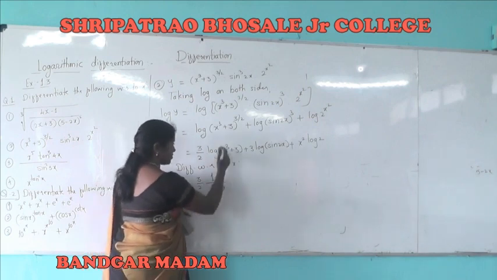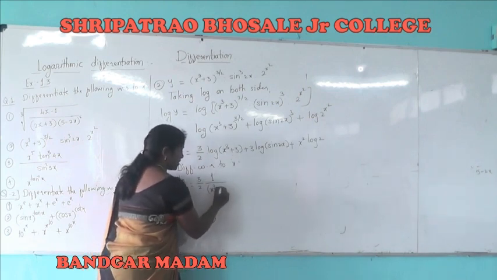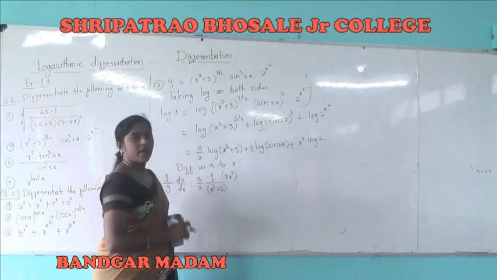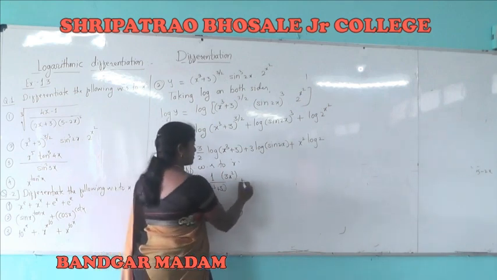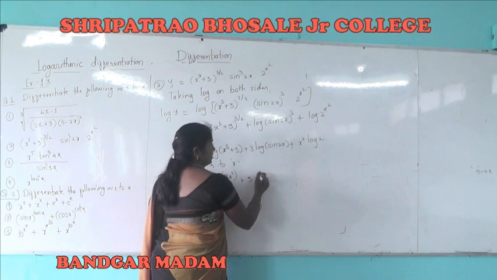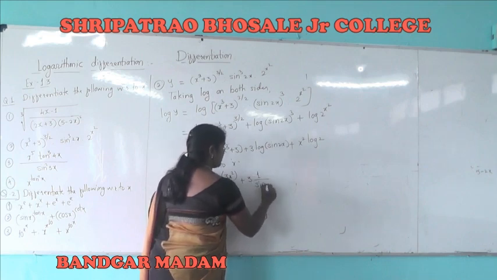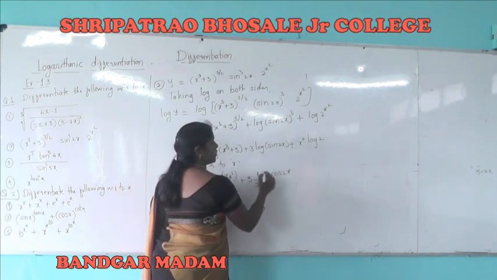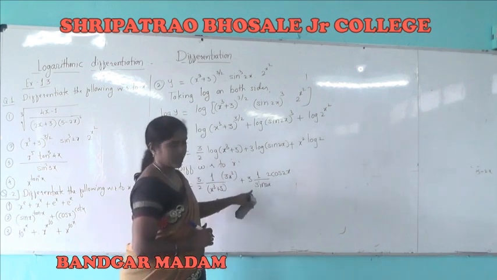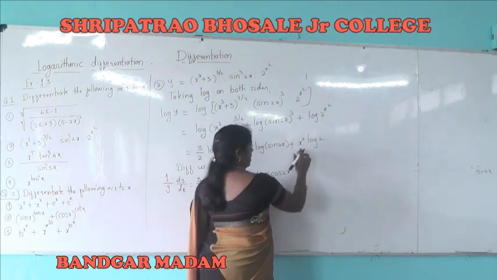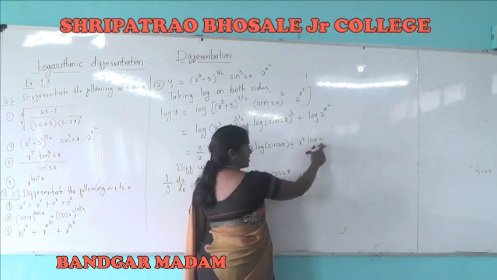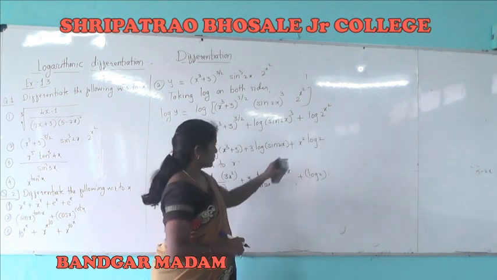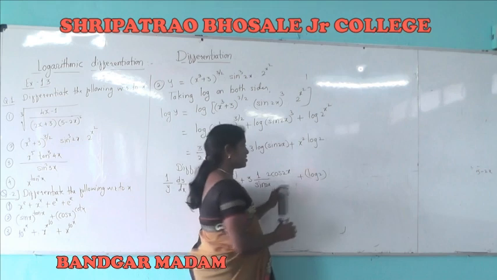Log x, its derivative is 1 by x. So using this form over here, x cube plus 3 into derivative of x cube is 3x square, using x raised to n form, n into x raised to n minus 1, plus 3 derivative of log of sin 2x. So 1 upon sin 2x into derivative of sin 2x is cos 2x into derivative of 2x is 2. So 2 cos 2x. Now x square log 2, log 2 is a constant, so log 2 remains as it is. Multiple constant remains as it is. We will differentiate the variable. Derivative of x square is 2x.